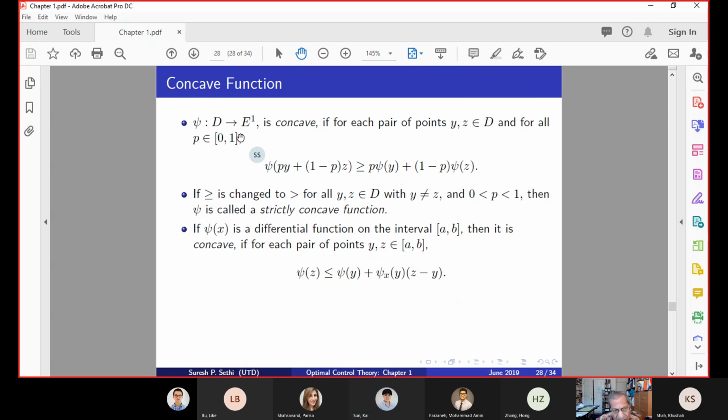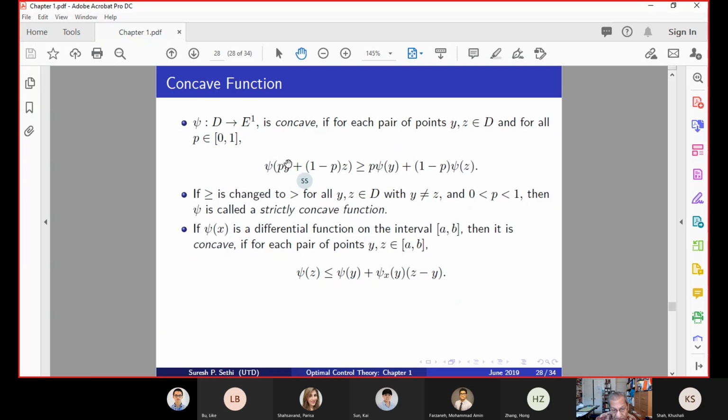So the function is concave if for each point of y, z, and for all p, we have this kind of thing. A concave function is more like a function that's shaped like that. If you join 2 points on the function, the line is below the function. That's what it says. If I take any 2 points on the function, and the line joining them is below the function, which is exactly what this mathematics says, then that's a concave function. And if I change this to strict inequality, it becomes a strictly concave function.